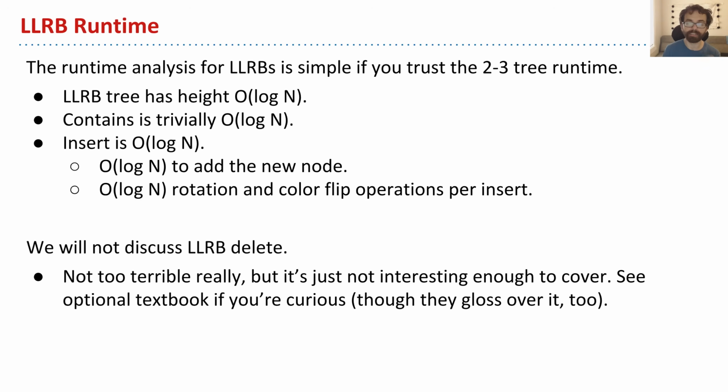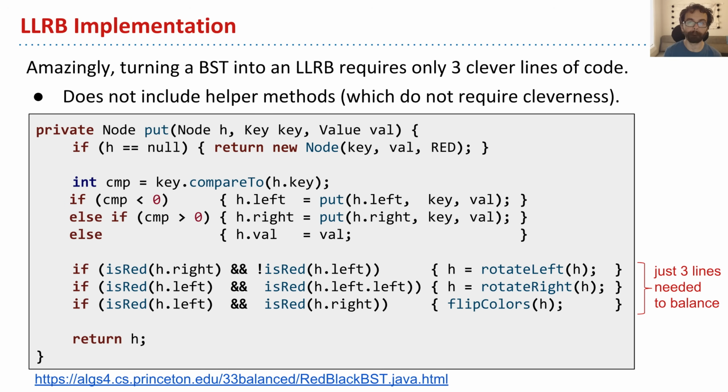And so what we get out of this is that unlike our regular binary search trees, we now get log performance. But unlike a 2-3 tree, it is much easier to implement. Somewhat surprisingly, turning a binary search tree into a left-leaning red-black binary search tree, which is balanced, only takes 3 extra lines of code that are clever. In particular, this is straight from the optional textbook for our course. The put method for a red-black tree has 3 extra lines.